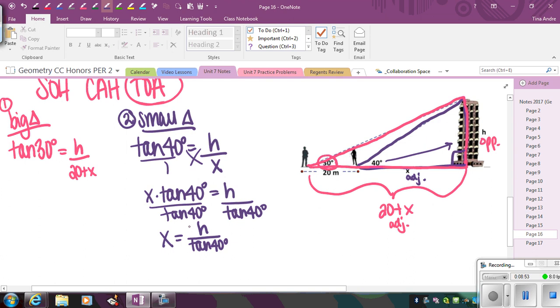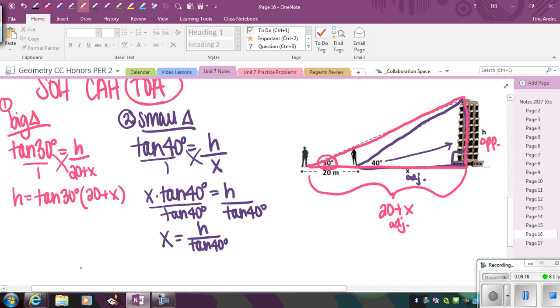And then over on this side, before I plug in, let's get rid of this so it's not written as a fraction, because I think that's going to mess people up. So let's cross multiply. So we have h equals tan 30 degrees times 20 plus x.